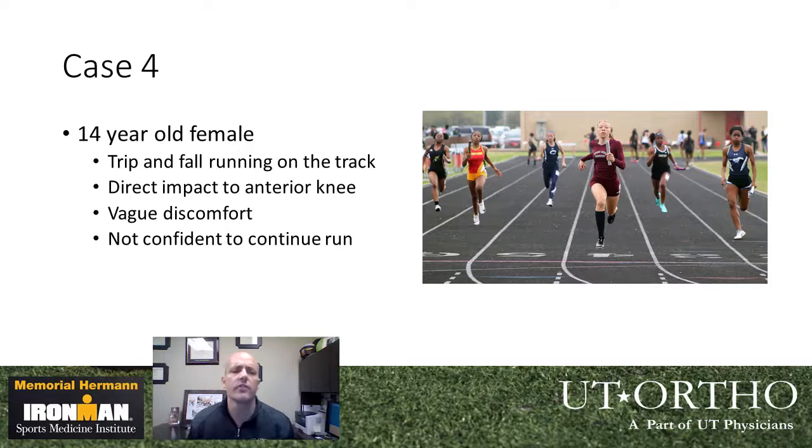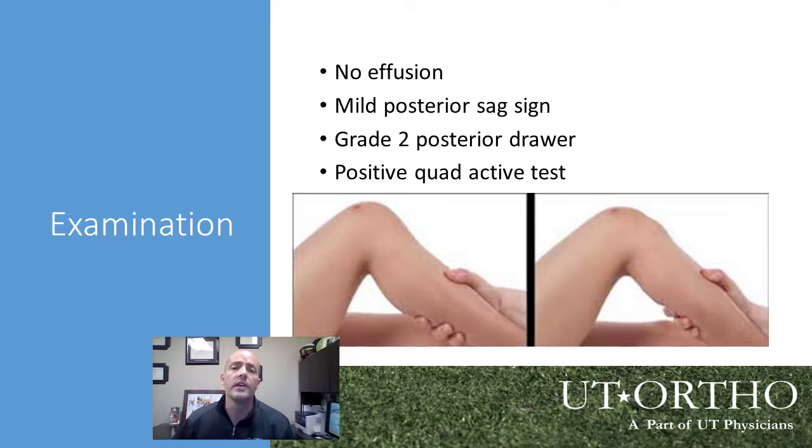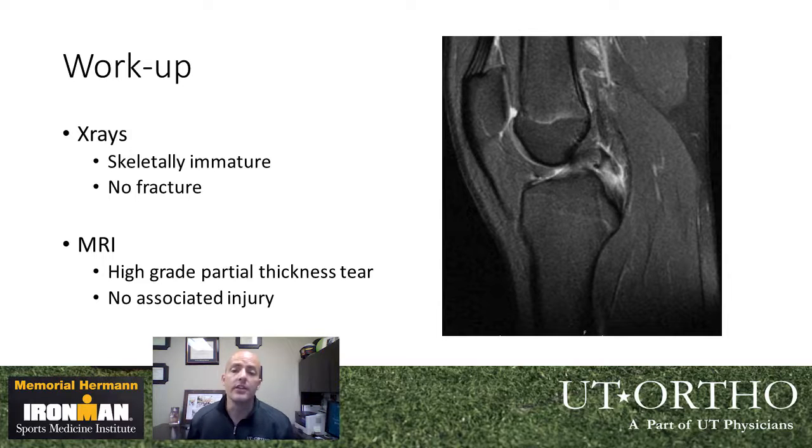Case 4 is a 14-year-old female athlete. She was running on the track, forgot to tie her shoelaces, tripped and fell, landing directly on the anterior aspect of her knee. She complains of vague discomfort, and she's not confident to continue running. She has no effusion. She has a mild posterior sag sign, grade 2 posterior drawer, and a positive quad active test. She is a skeletally immature patient, and no fracture was shown on x-ray. Her MRI shows a high-grade partial sprain of her posterior cruciate ligament with no associated injury.